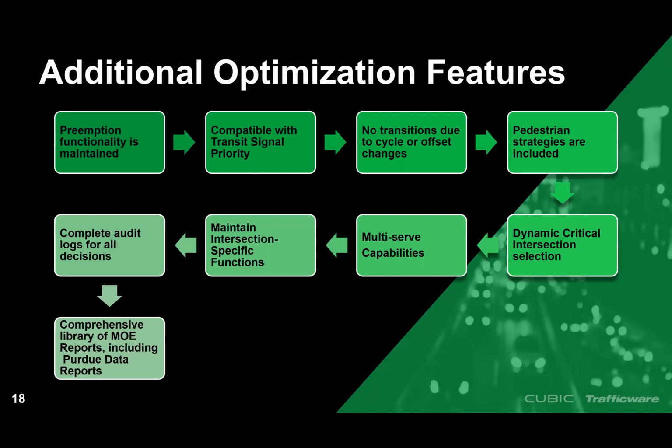So SynchroGreen can also maintain all of the intersection special functions, such as your overlaps and maybe your flashing yellow arrows. These are all maintained as we, again, are using the controller-based software to do this.